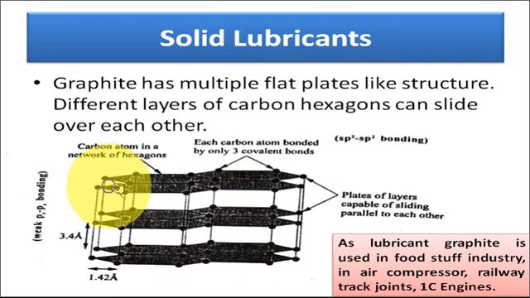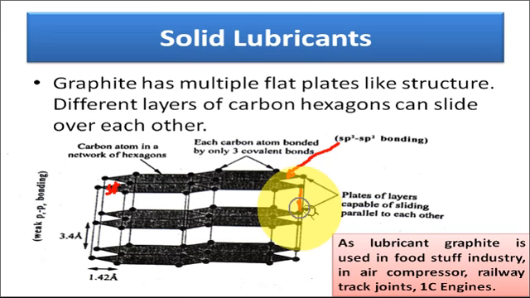Basically, these are hybridized bonds, sp2 hybridized bonds. These ones are the sp2 bonds, while one pz orbital on each carbon remains unhybridized. So this pz orbital can overlap with the pz orbital of the next layer.